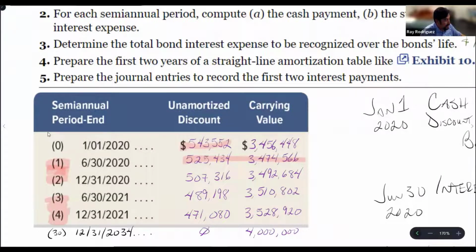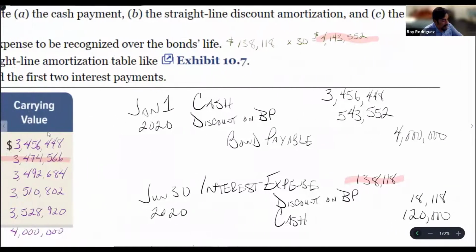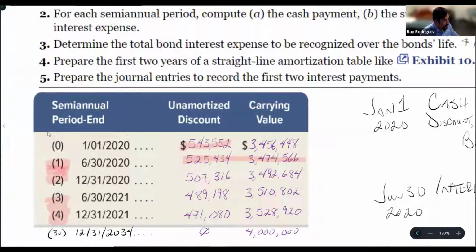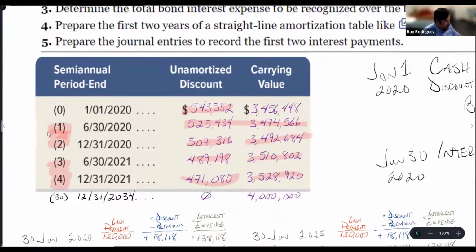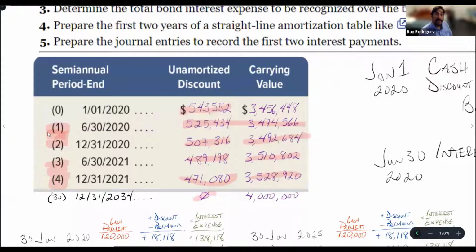It declined because of the 18,118 that we reduced it by, and then we reduced it by another 18,118 here, and another 18,118 here, and another 18,118 here. And this is also going up by 18,118 every payment until we have fully amortized that discount and our carrying value equals the face value of the bond.